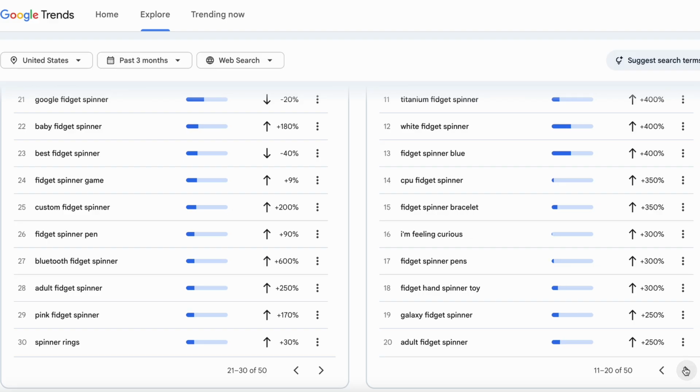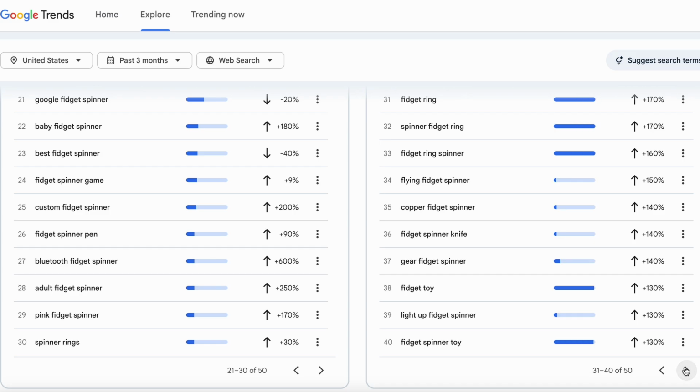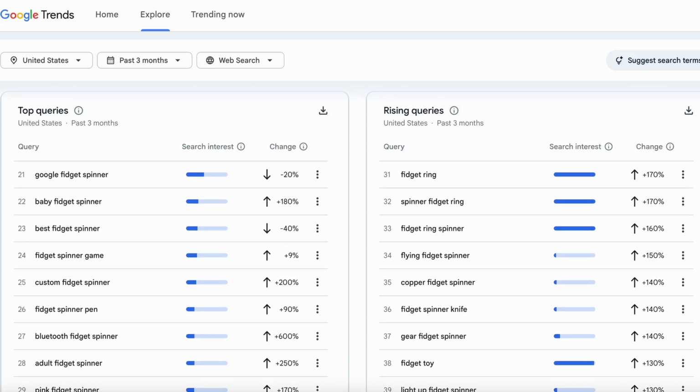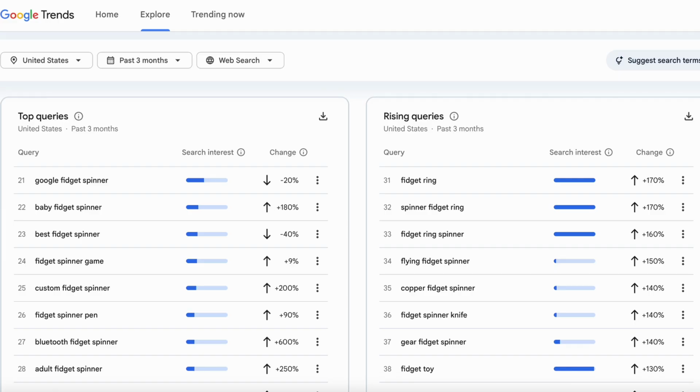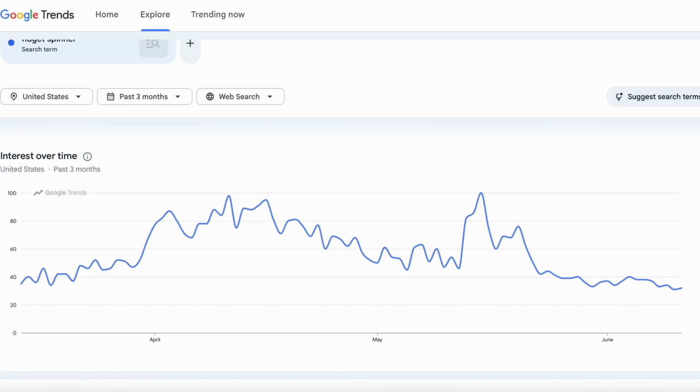First, search a broad niche like home, fitness, pet care, kitchen or gadgets, and then look at the rising section to find more specific product ideas. If a query shows the label breakout, take a close look at that. That means the term has grown by more than 5,000% in a very short period of time. This is one of the fastest ways to find rising products before they get overdone and the market gets overcrowded.